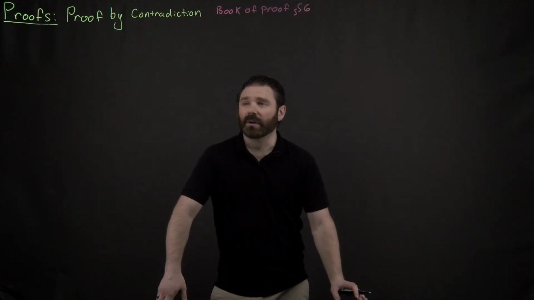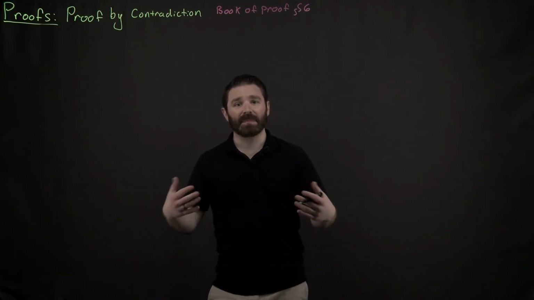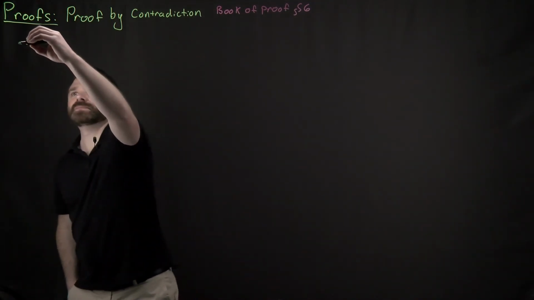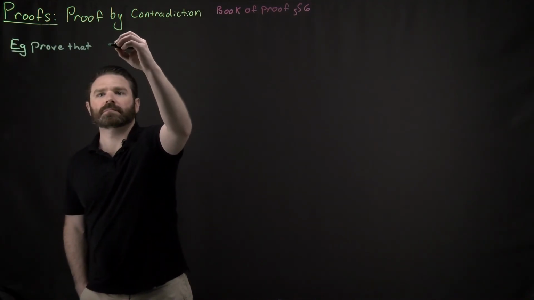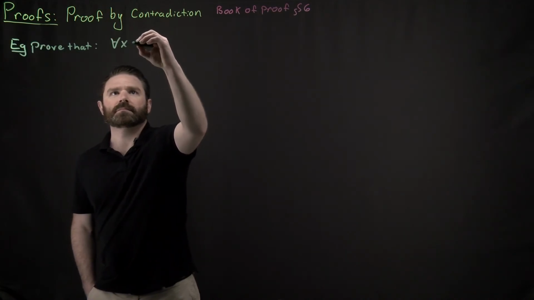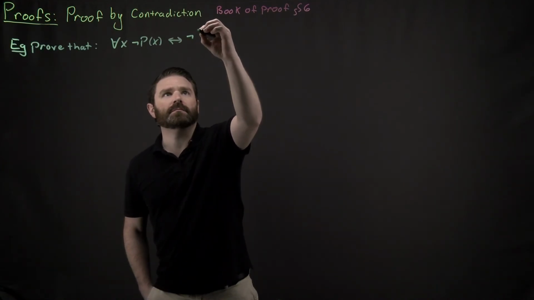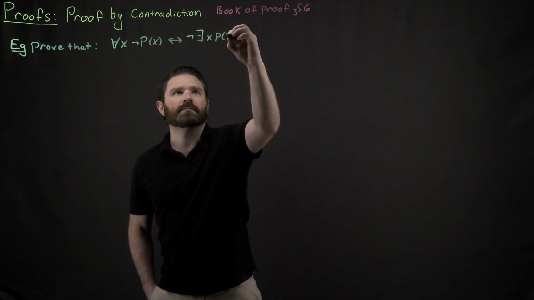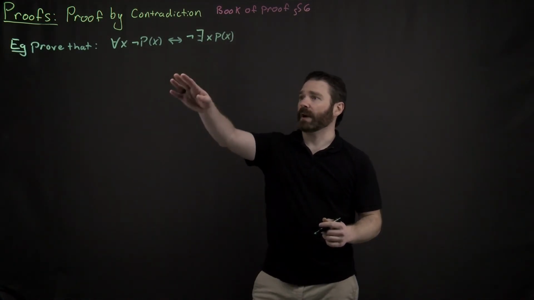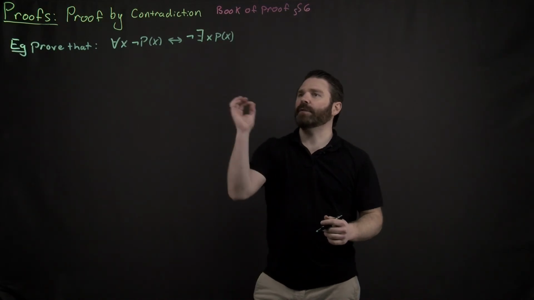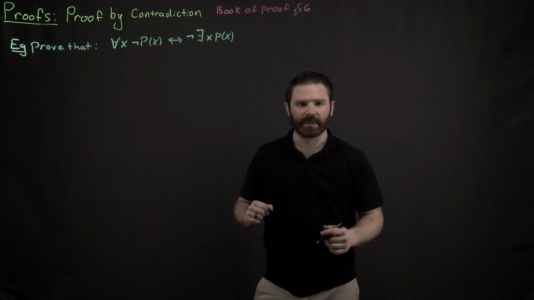So let's look at another example of a proof by contradiction for an implication statement. And actually, this is going to be a biconditional statement. We want to prove that for every x not p of x, if and only if there does not exist an x such that p of x.